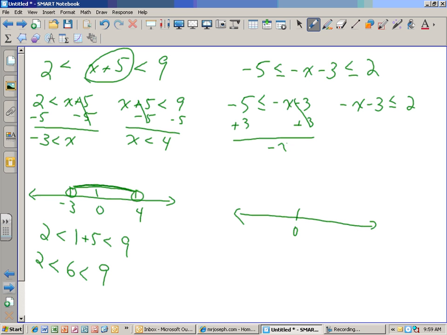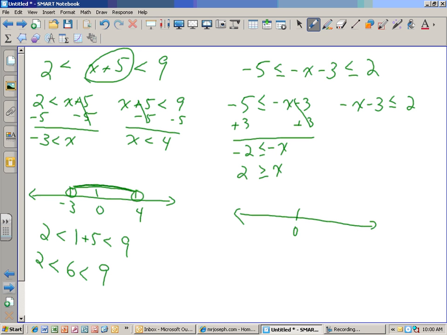And I have -x greater than or equal to -2. Now what do I have to do? Divide by -1. What do I do with the sign? Flip it. And the reason, remember, when you divide by a negative, you reverse the inequality sign. Dividing both sides by -1.